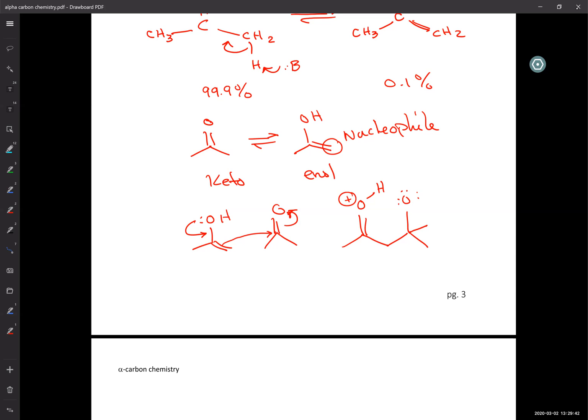So let's try this. It's a base catalyzed reaction. I'm just going to put a little bit in. I don't need a lot. Is it going to happen right away or not? Yeah, might need a little bit more. It's not concentrated.